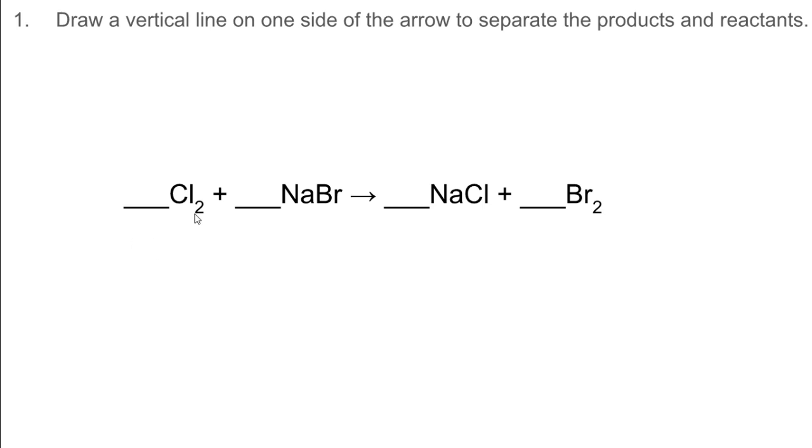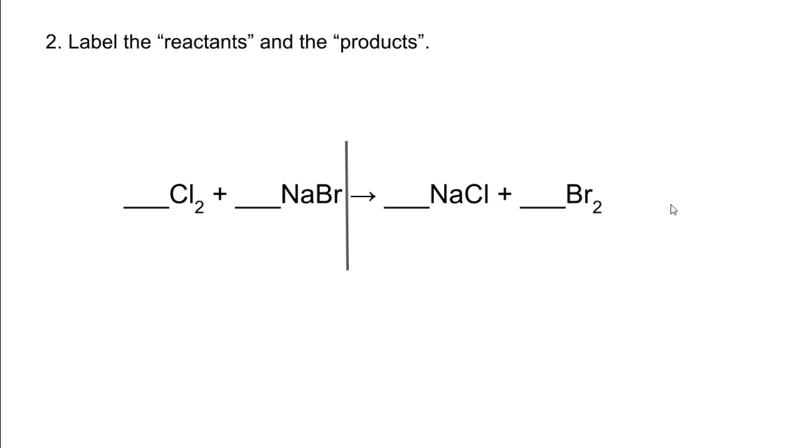Okay, so we have Cl2 plus NaBr, and it goes to, in a chemical reaction, NaCl plus Br2. After you have this written down, you're going to be drawing a vertical line on one side of the arrow to separate the products and the reactants. So go ahead and draw that line. It doesn't matter on which side of the arrow you have it, but boom, there's my line.